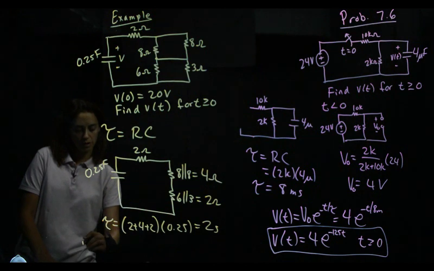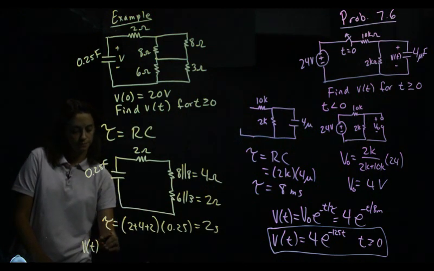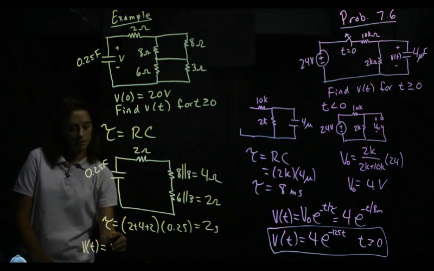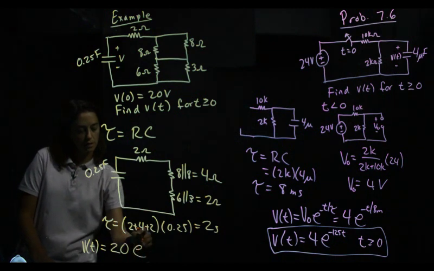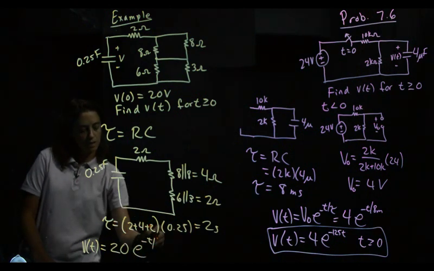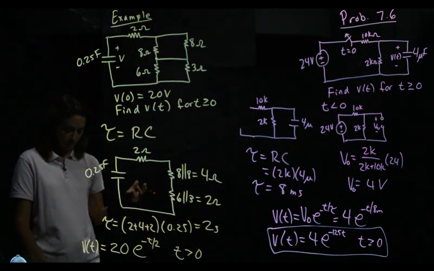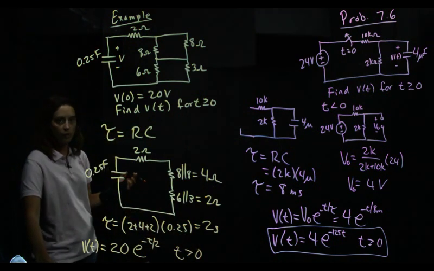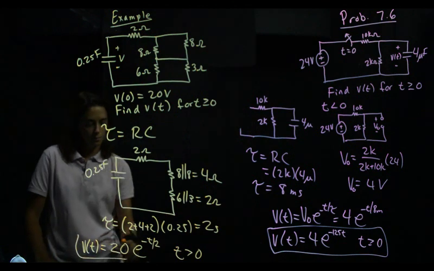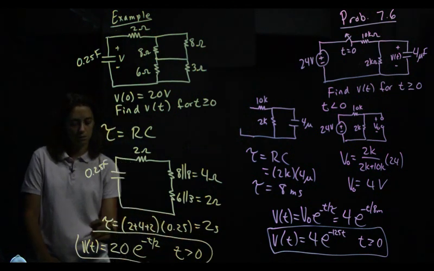So again, just plug it into your V of t equation. You have your initial value, 20, e to the minus t over tau, which is 2, t greater than 0. You could write that as minus 0.5t if you want. I don't really care. Minus t over 2 is fine with me.